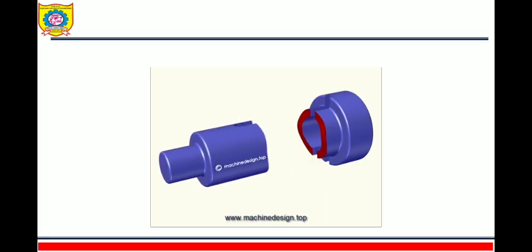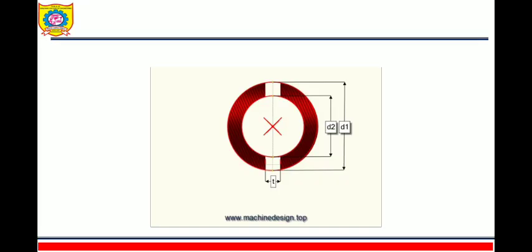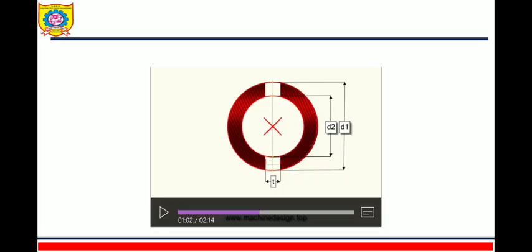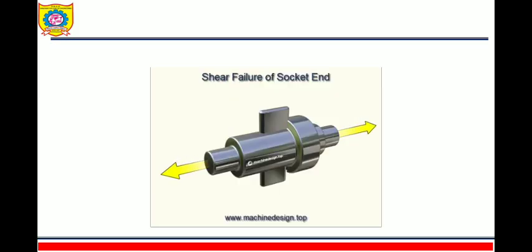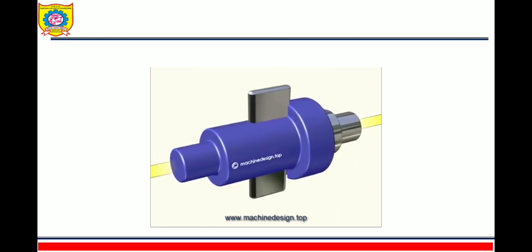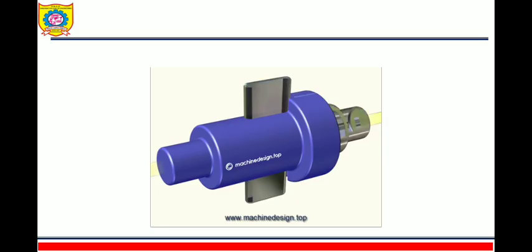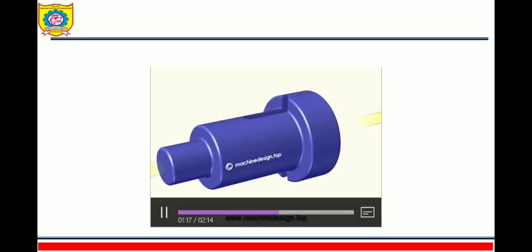So what will be that cross section? That cross section is d1, d2 and d. This will be the cross section. Next, shear failure of the socket end. So where is the socket end? The socket end is where there will be the least cross section.